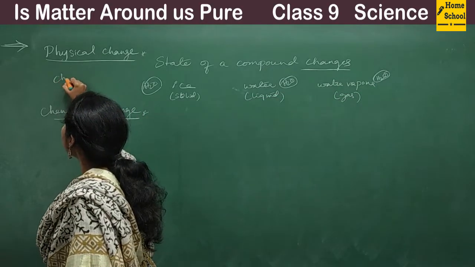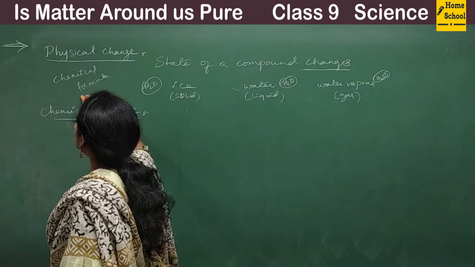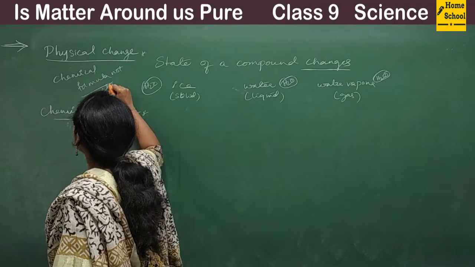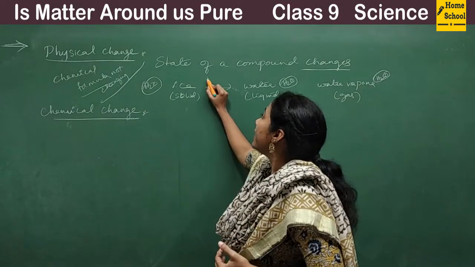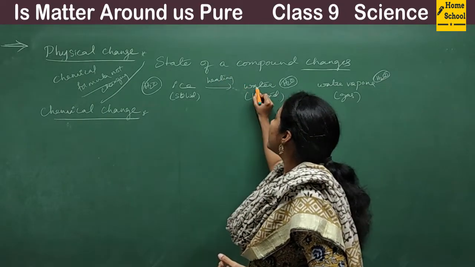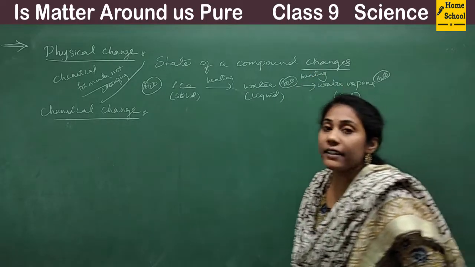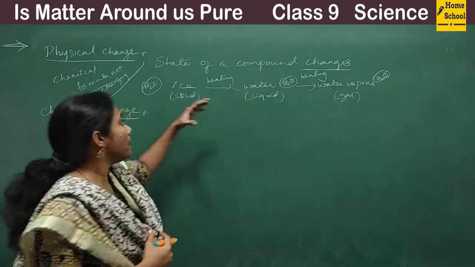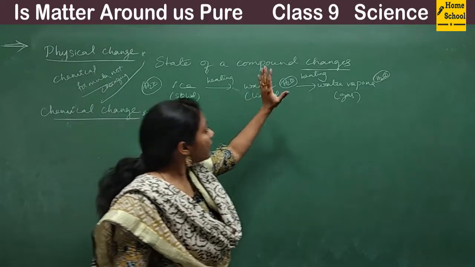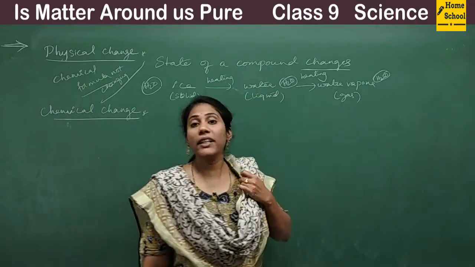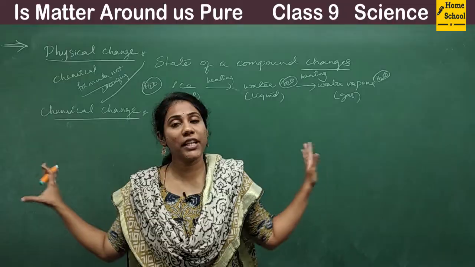So the chemical formula is not changing. Only the physical state is changing. Ice on heating, you will get liquid water. Water on heating again, you will get vapor. So when you heat ice, the solid form is converted into liquid form. On further heating, the liquid form is converted into gaseous form. But here the molecular formula has not changed at all.